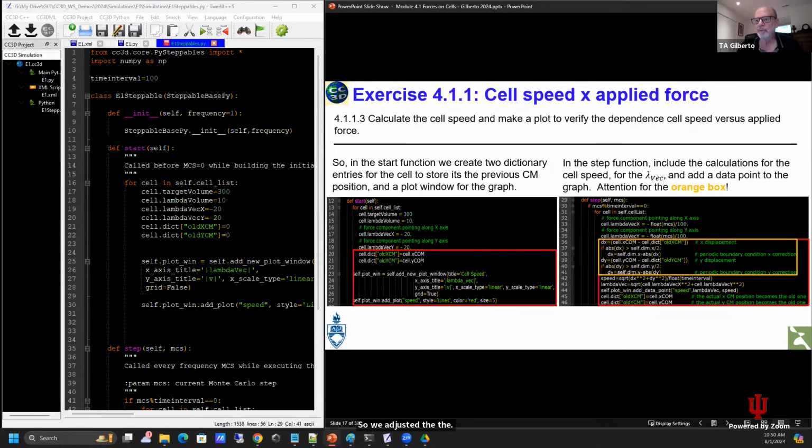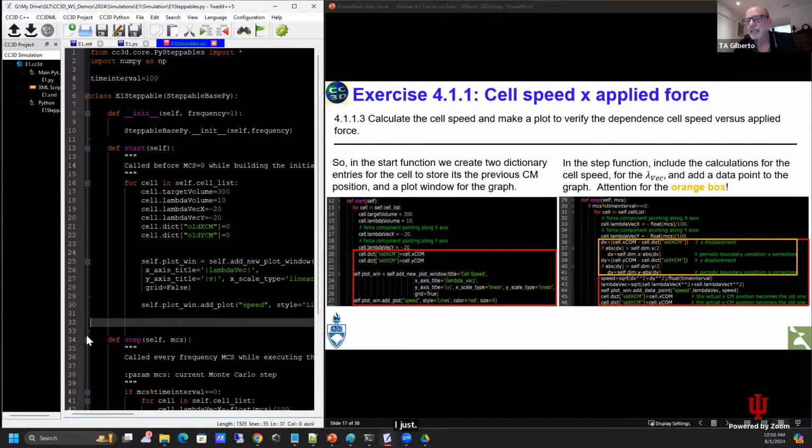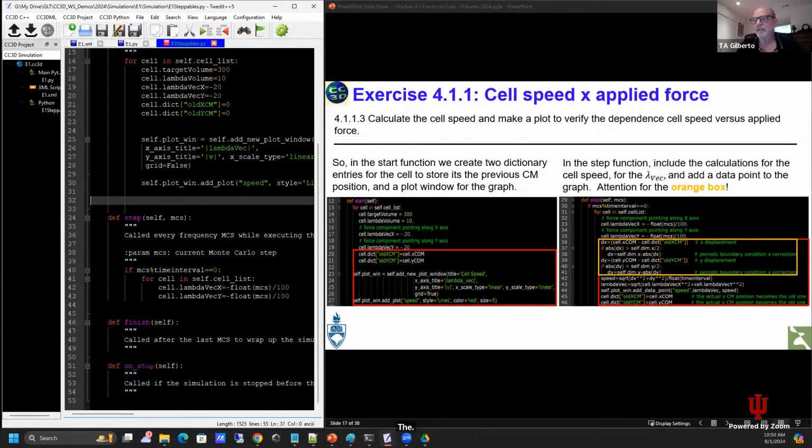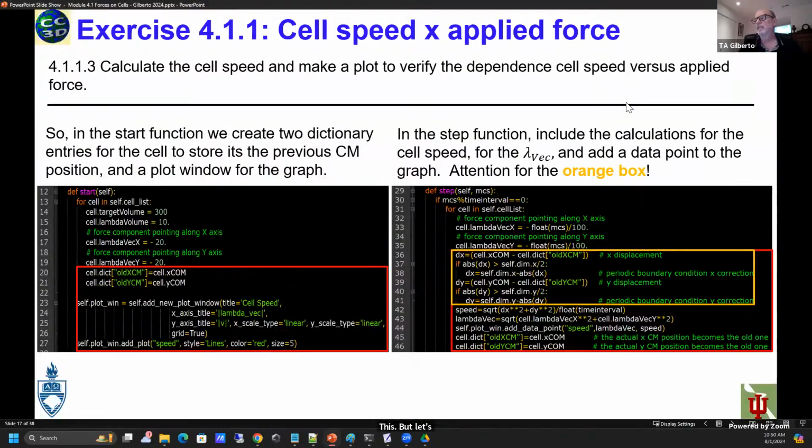Now we have to adjust the step function. Now it's tricky because there is a lot of typing here. I think I'm going to load it later. This part, let's understand this yellow window here, okay? I have to calculate Vx, I have to calculate the displacement in that interval of time.